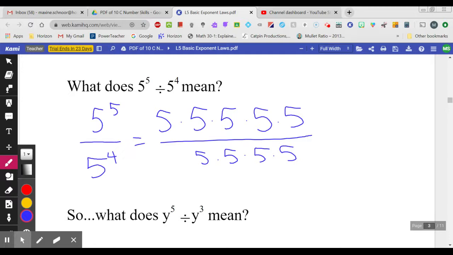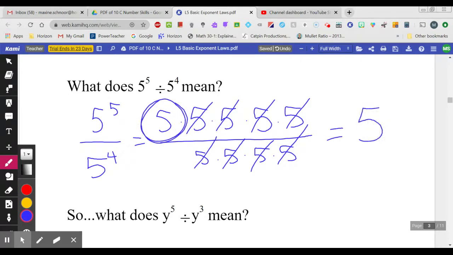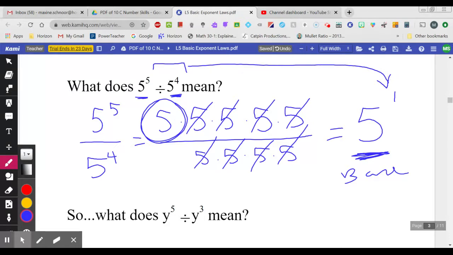Now in math, we have this handy dandy little rule that if everything on the top is being times and everything on the bottom is being times, I get to cross off everything that looks the same. So what I'm left with is 1, 5, or 5 to the 1. So notice 5 to the 5th divided by 5 to the 4th, my base stayed the same. But what did change? I went 5 subtract 4 to get 1.